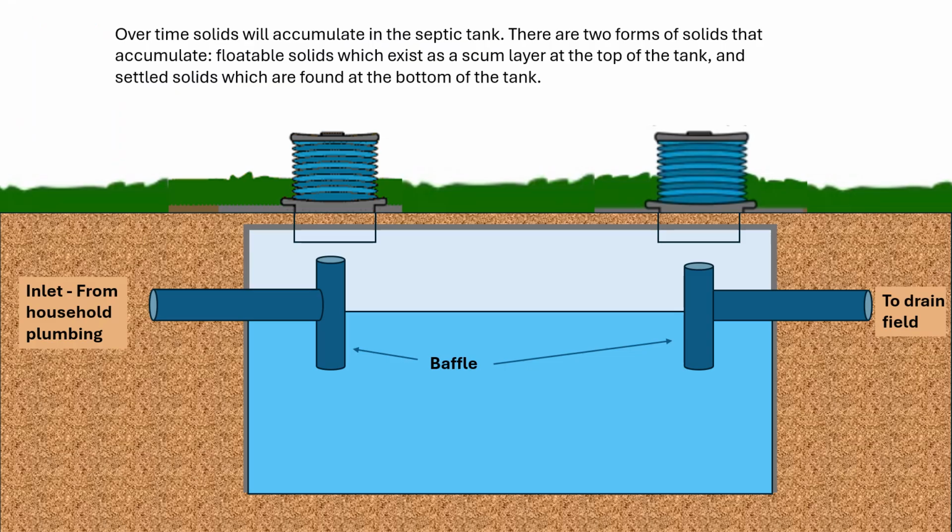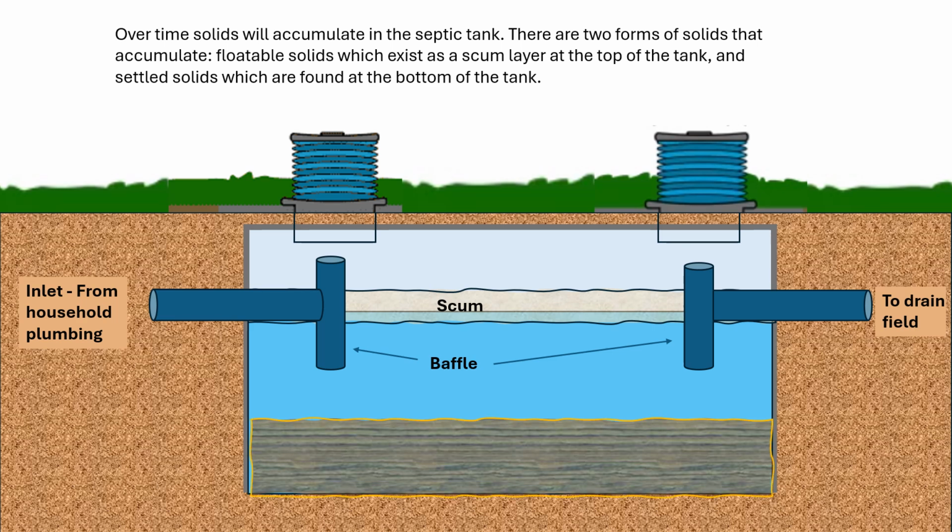Over time, you're going to have two types of solids accumulate in the tank. First of all, the floatable solids will accumulate as a scum layer at the top of the tank, and settleable solids will accumulate as a sludge layer at the bottom of the tank. You'll notice there's two baffles, one for the inlet piping from household plumbing, and one for the outlet piping that goes to the drain field. These prevent solids from interfering with the flows in and out of the tank, and also, most importantly, prevent solids from entering into the drain field.